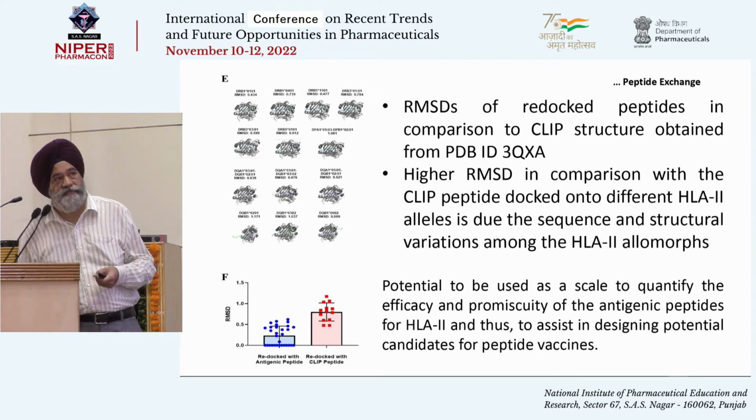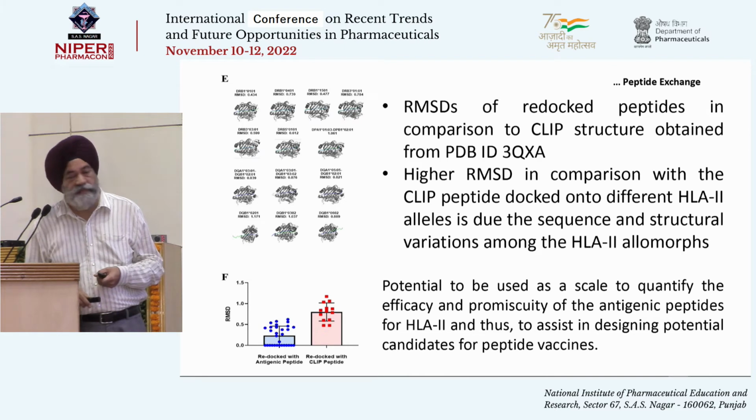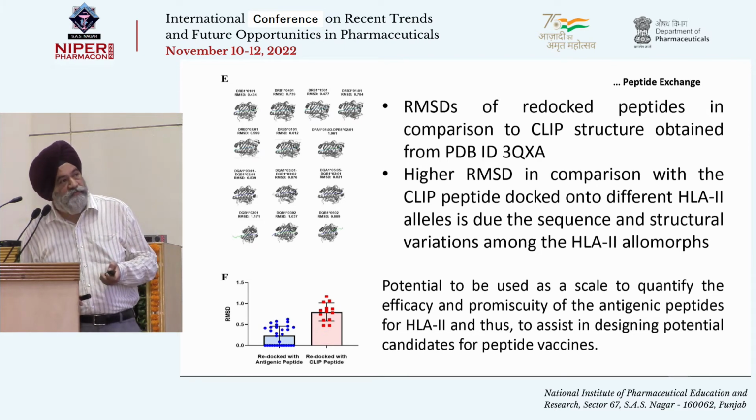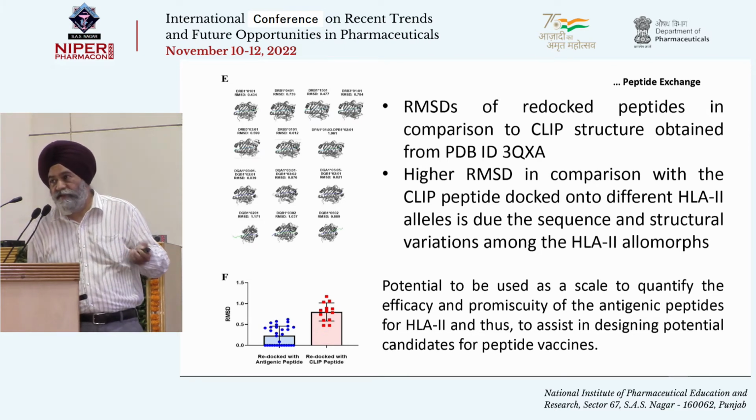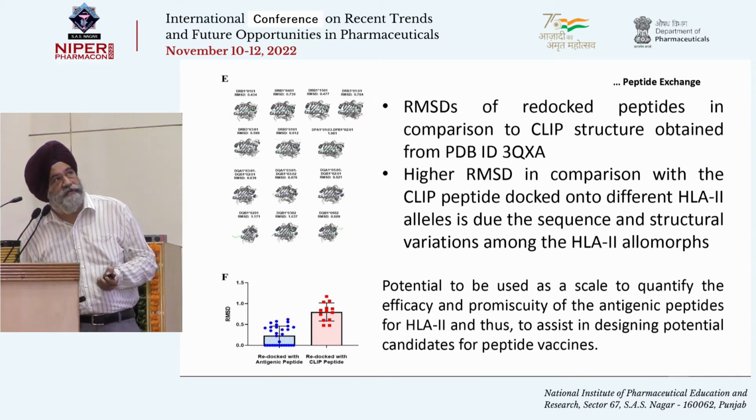It can be maybe because of the HLA type allomorphs that we are going to use, but definitely this is statistically fine. If we do the RMSD comparison between the CLIP peptide and the redock compared to the same peptide, then we find in the CLIP there is much more variation as compared to the antigenic peptide itself. So what we are trying to establish is, can molecular docking be used here to find out the binder and non-binder.